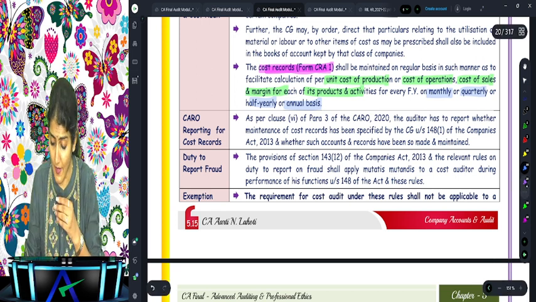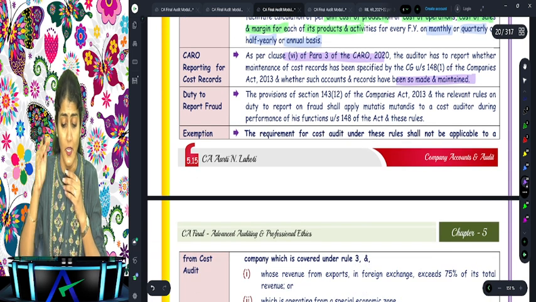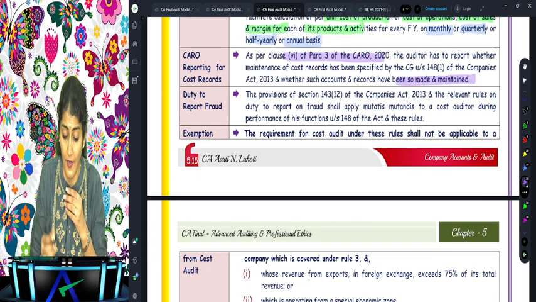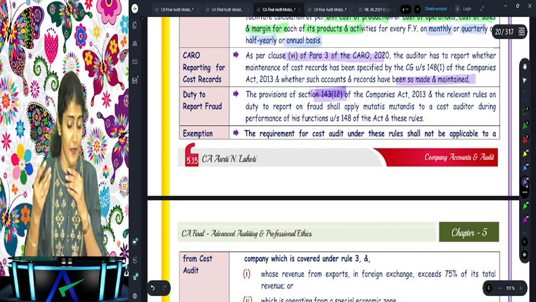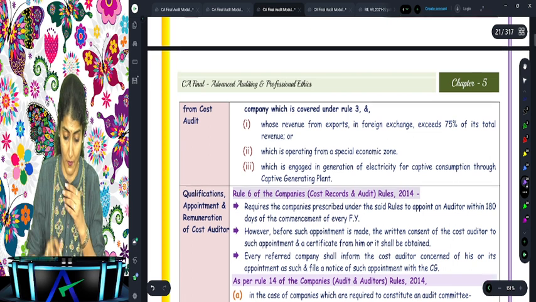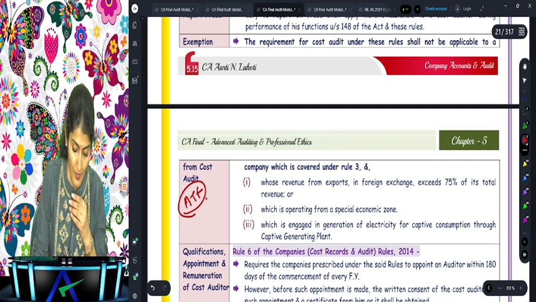Then what does it say? Under clause 6 of CARO, the auditor has to report whether cost records have been made and maintained. Okay. Then is fraud reporting applicable to the cost auditor also? Yes, it is applicable to the cost auditor also. Exemption from cost audit. Right, what does it say?